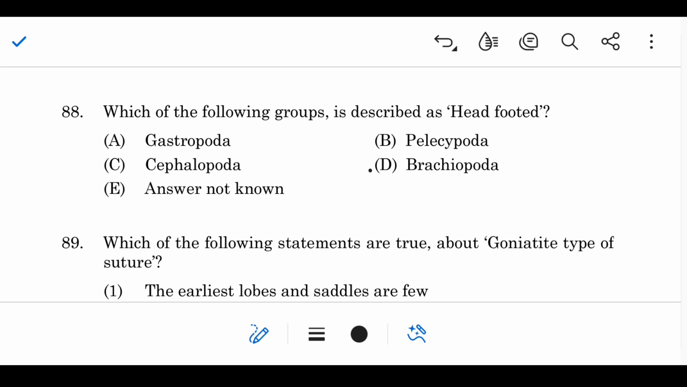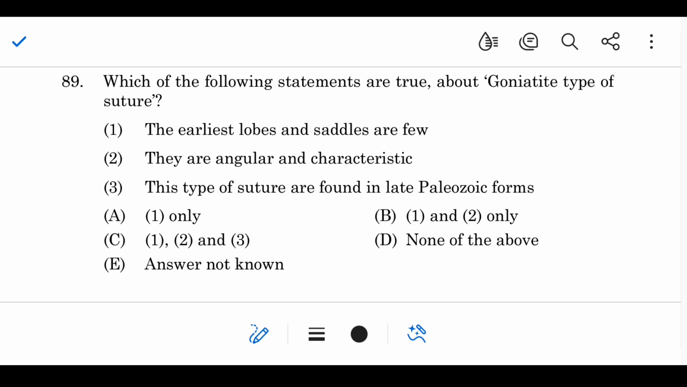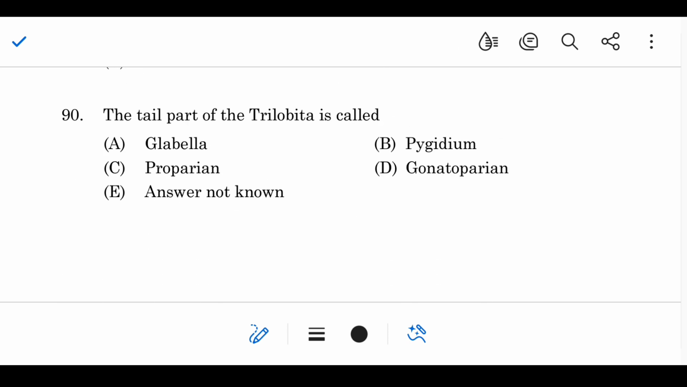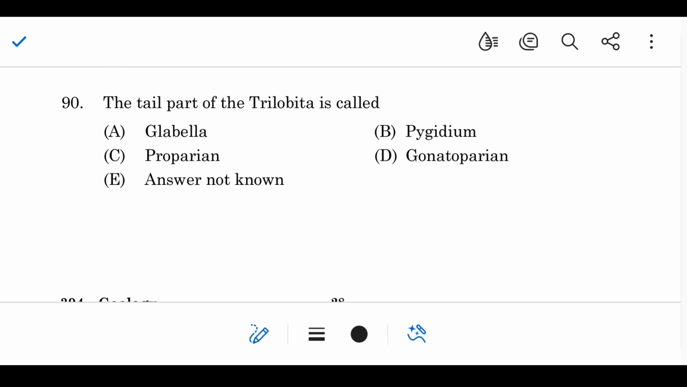Which of the following groups is described as head-footed? Cephalopoda. Which of the following statements are true about the goniatite type of suture? The early loops and saddles are few. They are angular and characteristic. This type of suture is found in the late Paleozoic. So all three statements are true. Okay, C is the correct answer. The tail part of a trilobite is called the pygidium. Option D is the correct answer.